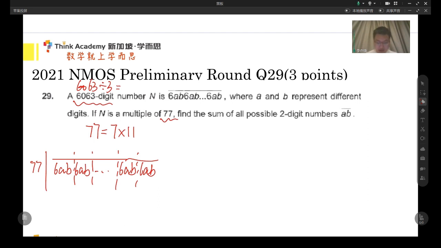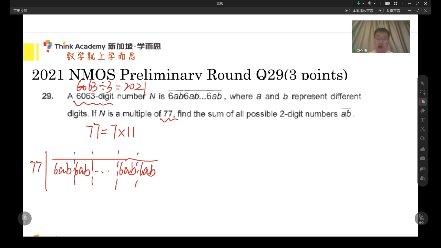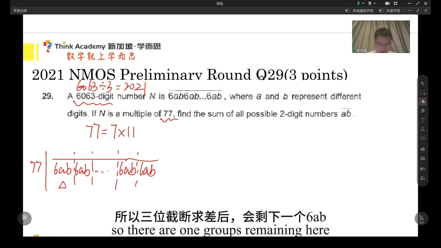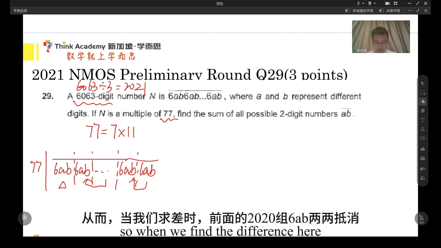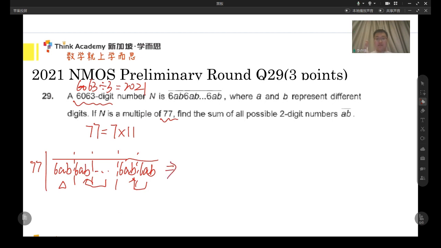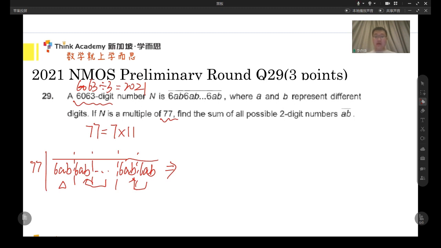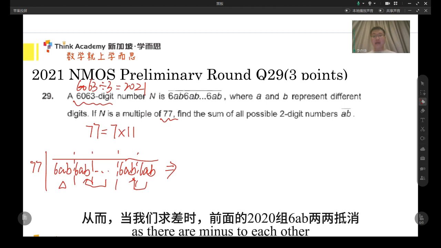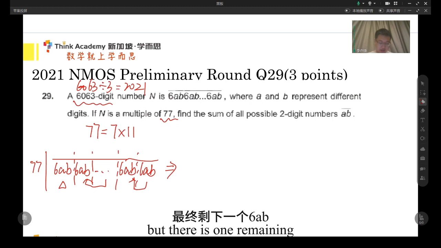So if you want to calculate it, it's just 2021 here. So there are 2021 of 6AB. So when we cut it by 3, it's odd, so there are odd groups, and there is 1 group remaining here. So when we find the difference, the earlier 2020 groups will be calculated as 0, as plus and minus cancel each other, but there is 1 remaining.